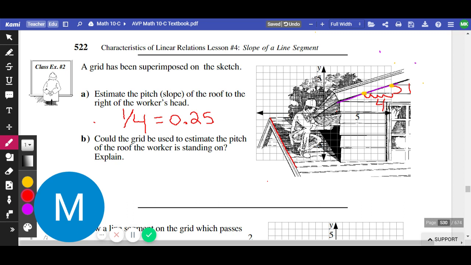If you could only see this flat part, then it's a little trickier. But because we can see that edge, I would say yes. You could calculate that slope of the roof because you can see the edge line of it. Awesome. Part A is really the only part I wanted to do with you.